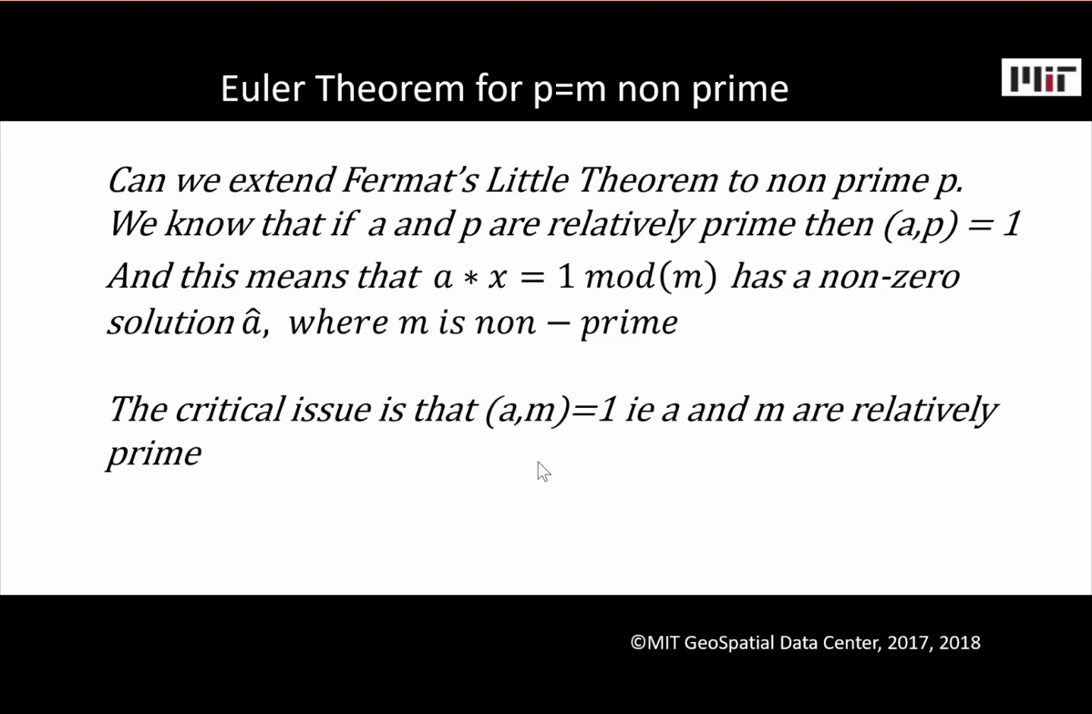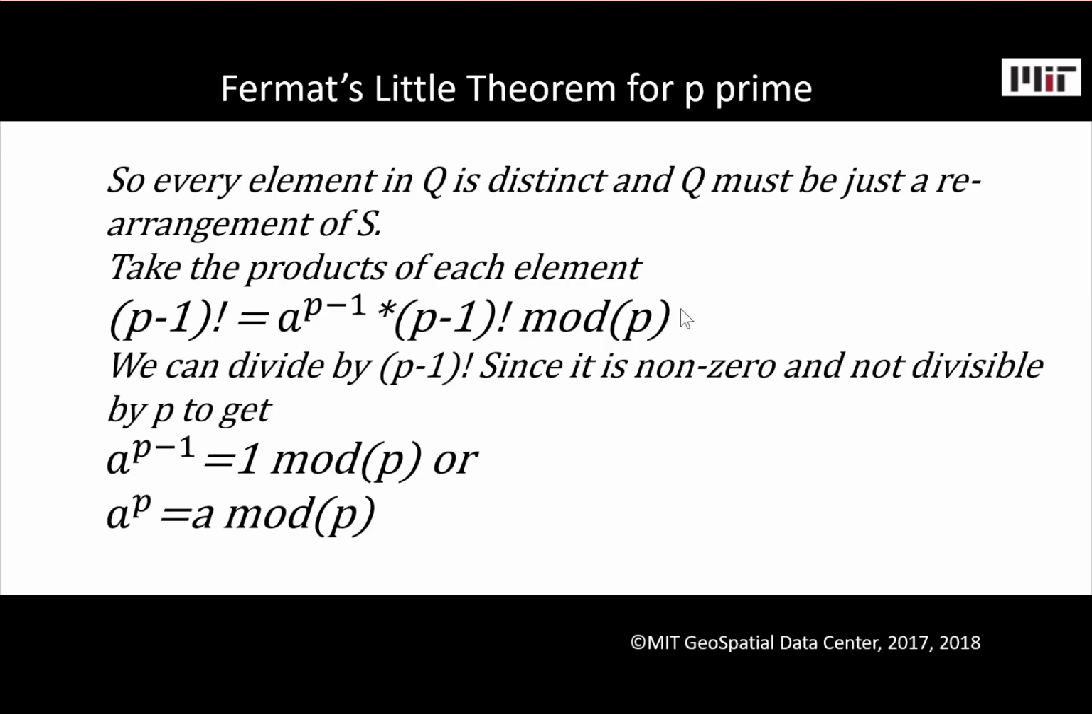So now Euler comes along and he wants to extend this to non-prime values of p. So remember, at the moment we've got a to the p equals a mod p, but p here is assumed to be prime. We've only shown it so far for prime numbers. Now can we show it where p is not a prime number?